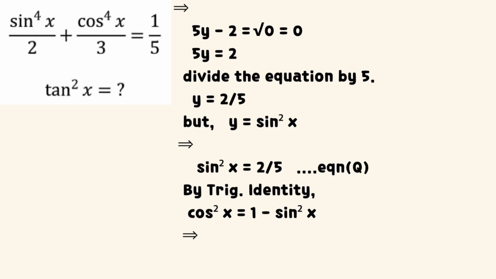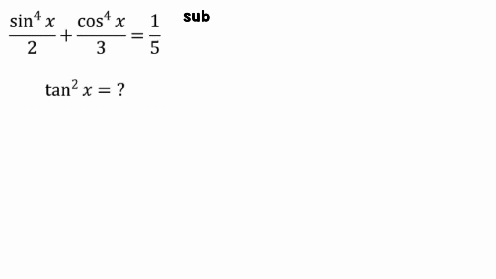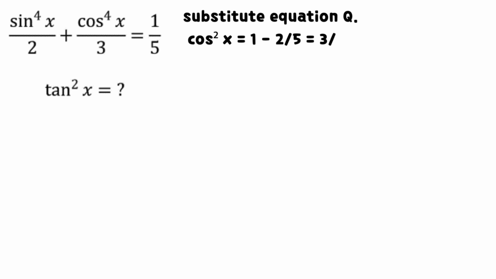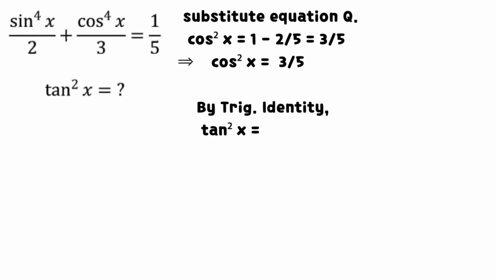We call it equation Q. By trigonometric identity, the square of cosine x equals 1 minus the square of sine x. It implies that, substitute equation Q, the square of cosine x equals 1 minus 2 divided by 5 equals 3 divided by 5.